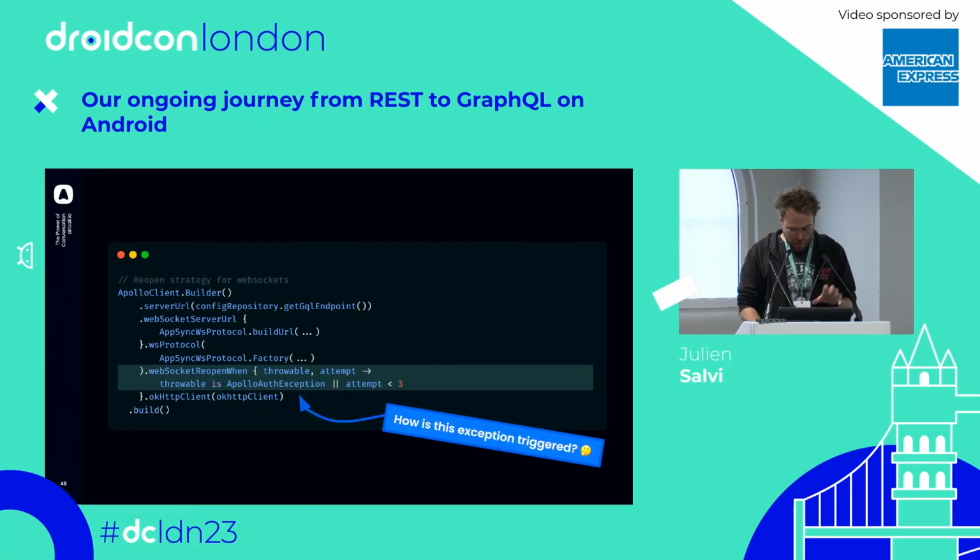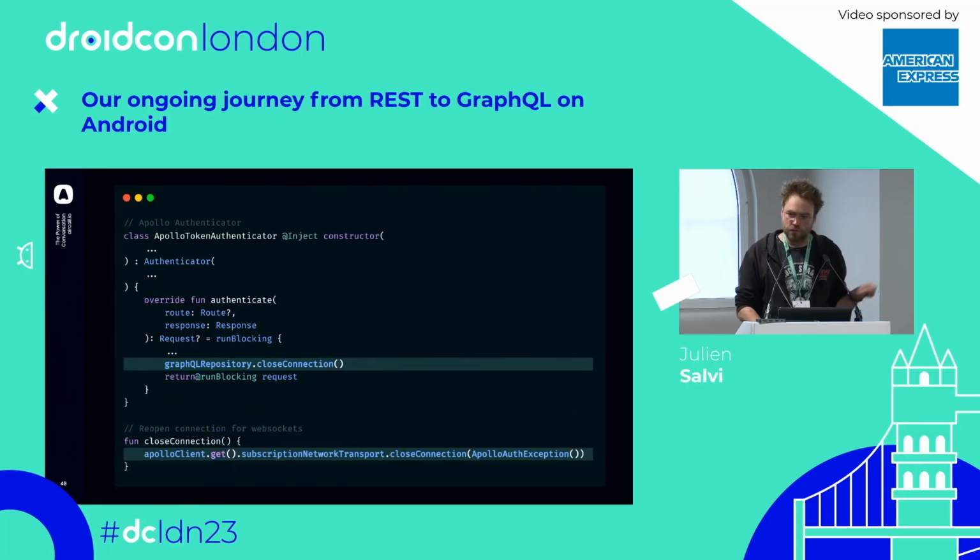But how is this Apollo exception actually triggered? In order to reopen this WebSocket communication, inside our Apollo authenticator, when we had an issue with the WebSocket, like the connection has been lost because the authentication has expired, we call the close connection function that is exposed in the Apollo client through the subscription transport network. We call the close connection method with that exception in order to trigger the reopening of the WebSocket.